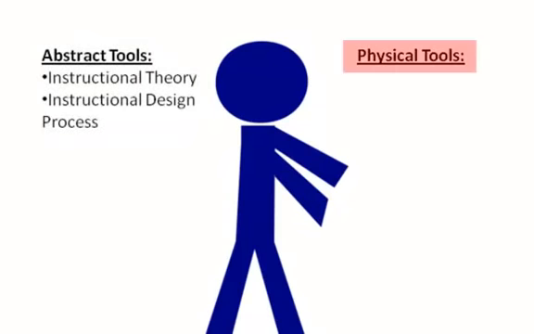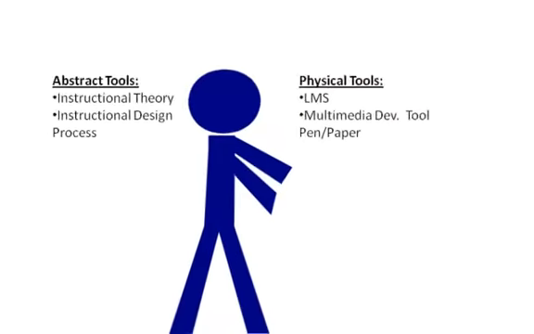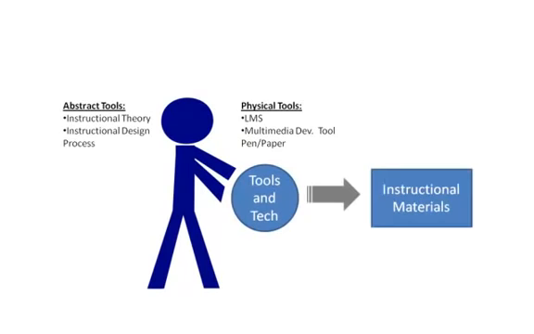The other part is physical tools. Now these can be anything that's a physical object. So for example, I've got some examples here: a learning management system or a multimedia development tool or even a pen and paper. Those can act as these physical tools that the designer uses. So the instructional designer takes these tools and technologies and he uses them to create instructional materials.